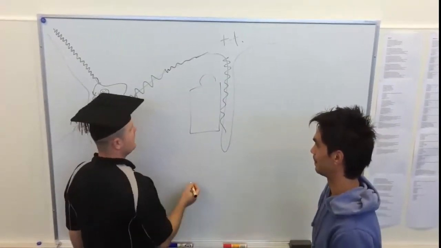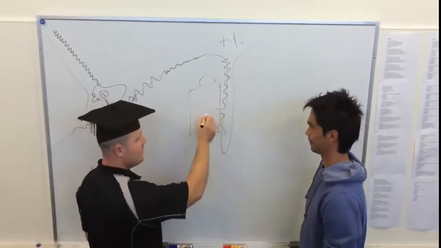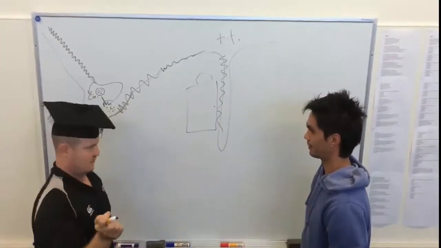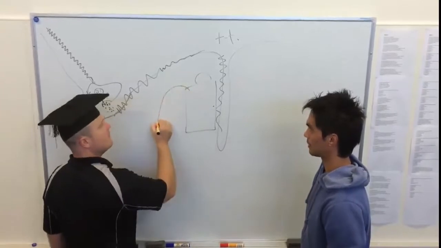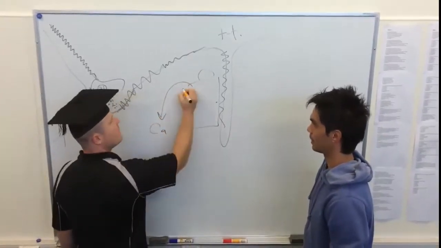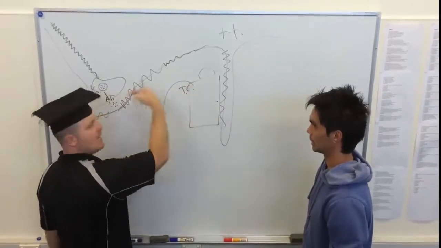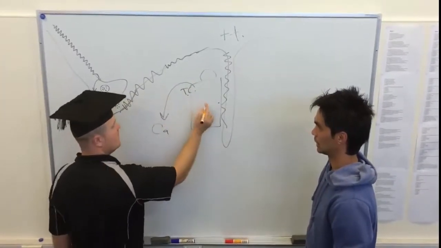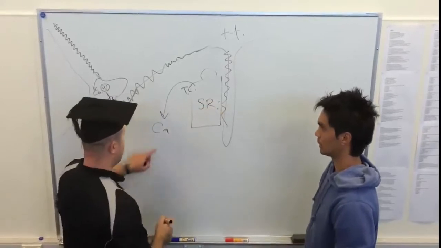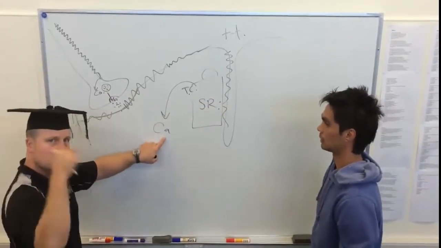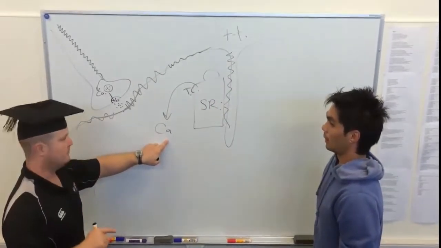Calcium. Good. So when the sarcoplasmic reticulum gets stimulated, then it releases calcium from the terminal cisternae. Good. So the terminal cisternae is the end of the bucket, the sarcoplasmic reticulum. Okay, so calcium is now released inside the muscle fiber.